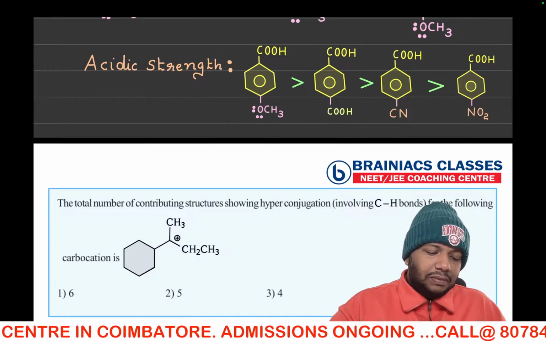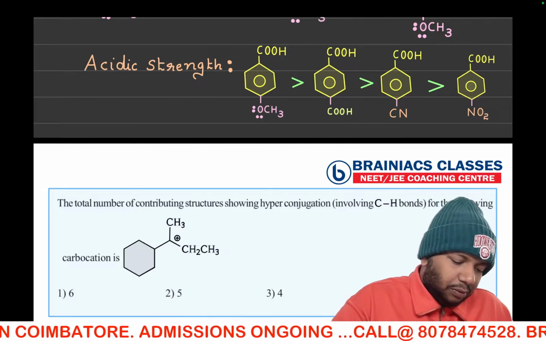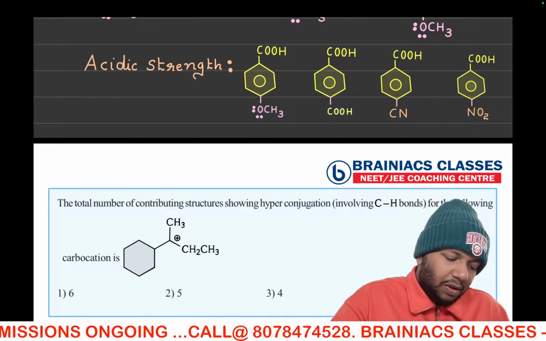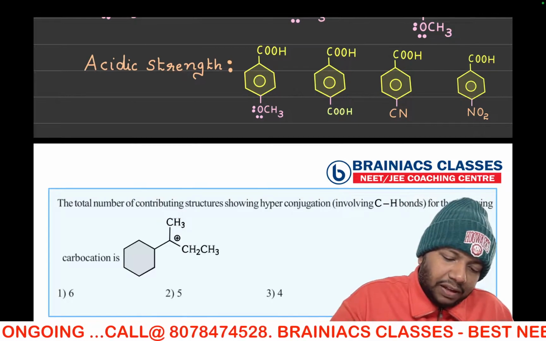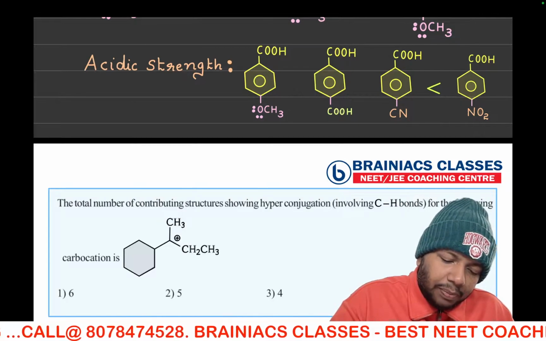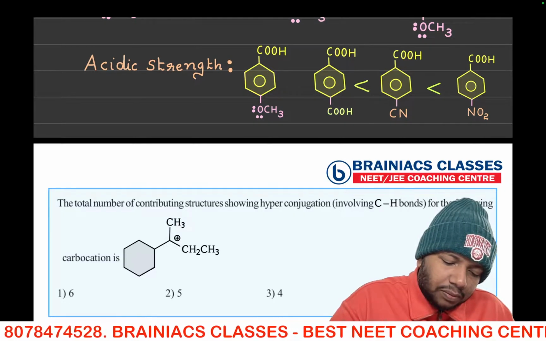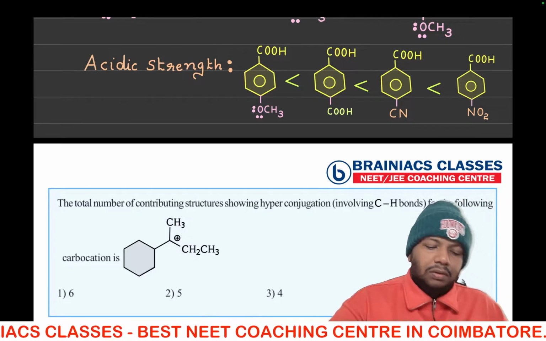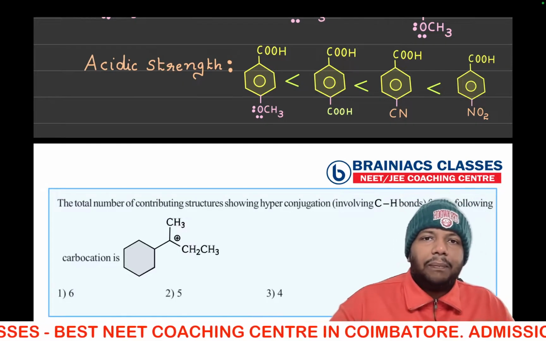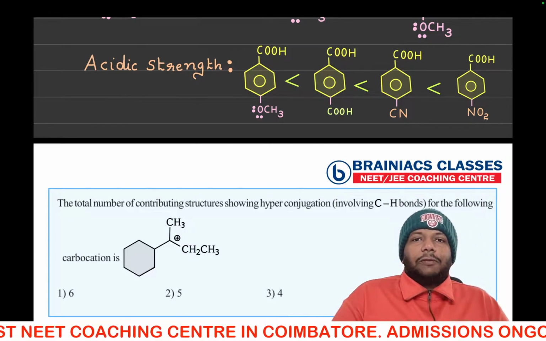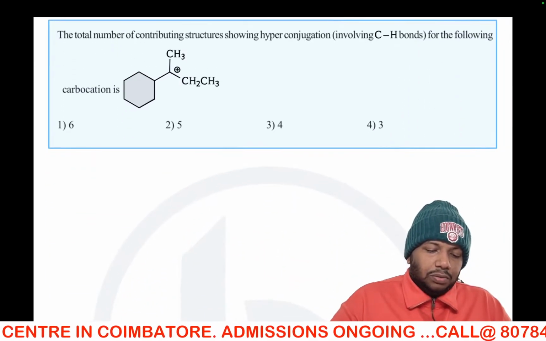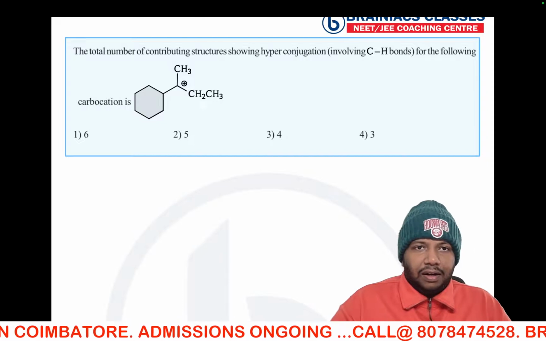First, I can say, okay, sorry, I need to put the arrow the opposite way. I put it in this way, that's wrong. So the highly acidic compound here is this one. Then comes this one. Then comes this one. This would be the respective order. I hope it is clear for you. So let's try to do the next question.